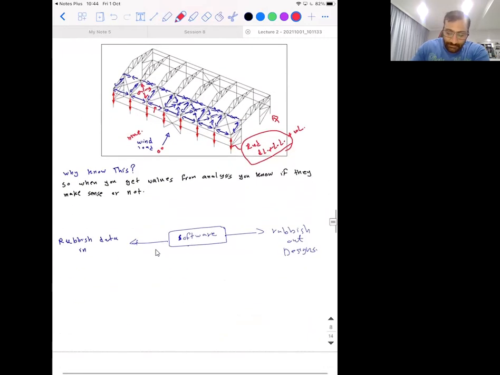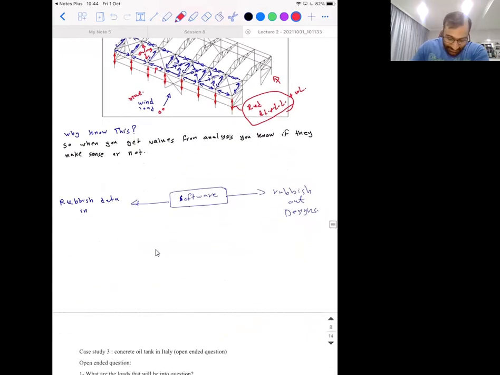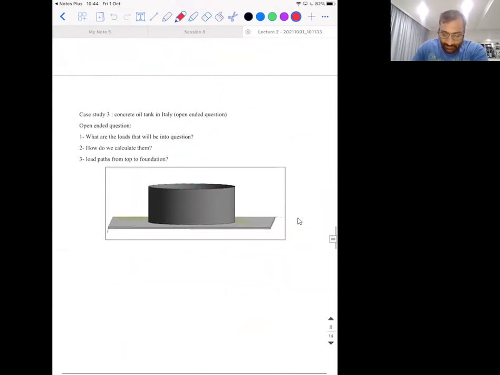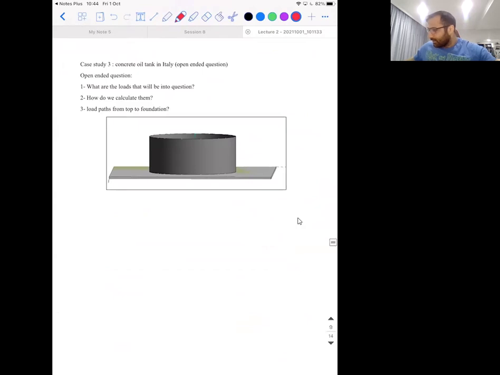So again, this is the concept that some professors used to teach us: rubbish data in through software would give you rubbish data out as a design. If you have bad data going into the system, then bad data would come out of the design. Case study number 3.